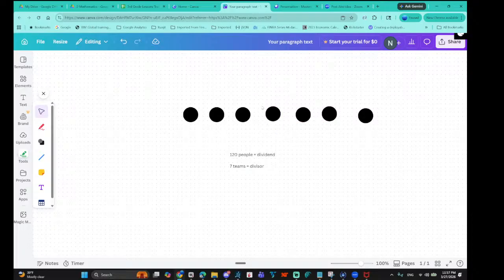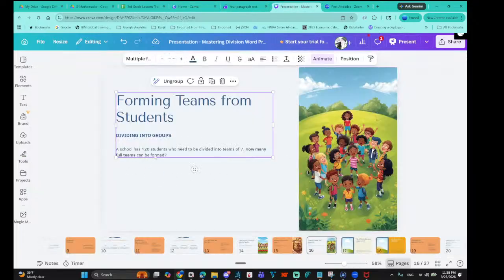Okay, perfect. So basically we have 7 of these circles which will represent our teams. So 120 divided by 7 is probably not an equal number. Yeah, so 120 divided by 7 is a decimal number, but if we want to know how many full teams can be formed.